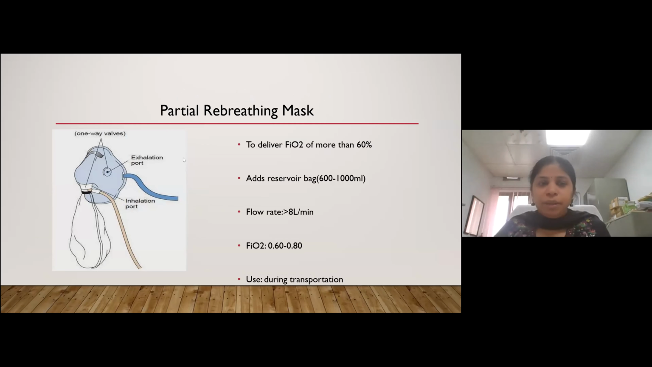Then coming to the partial rebreathing mask. These masks have 2 exhalation ports on either side, and a reservoir bag which doesn't have any valve. So what happens in this reservoir is that both inspiratory and expiratory gases mix, and the oxygen concentration is a bit lesser than the non-rebreathing mask, which we are going to discuss in subsequent slides. They have an advantage over the simple face mask, and they should be used with a flow rate of more than 8 liters per minute, and FiO2 generated would be 60 to 80%.